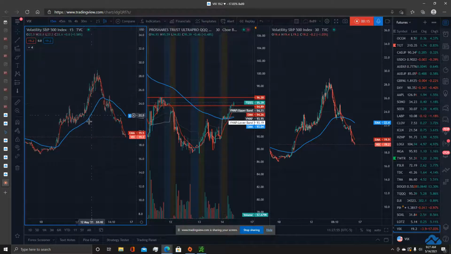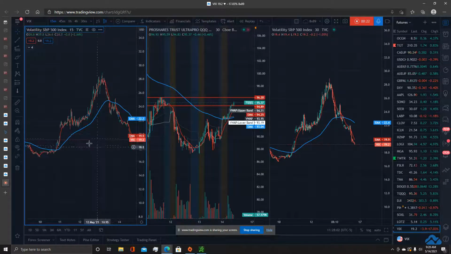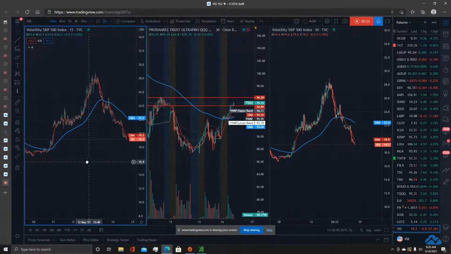The first thing I noticed in VIX already, I called this long, I think from 13 to 26 or so. I'd have to look at the play. That was my gap fill play from last Friday.